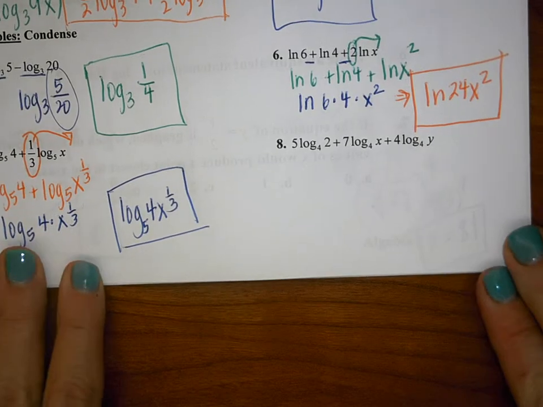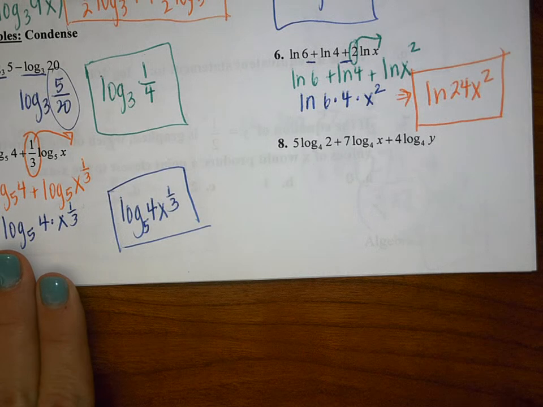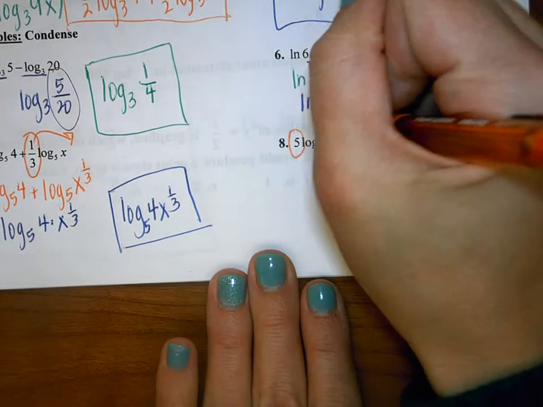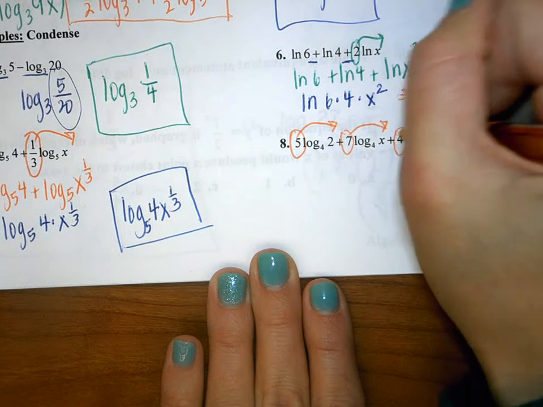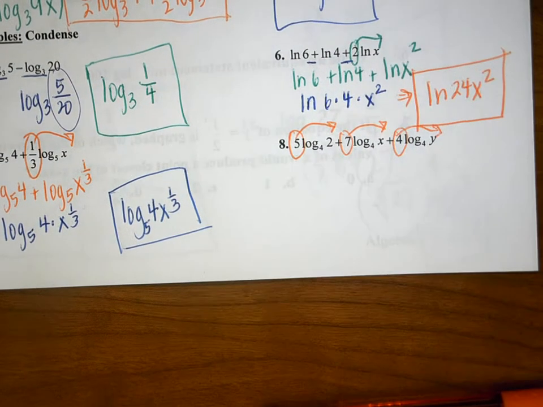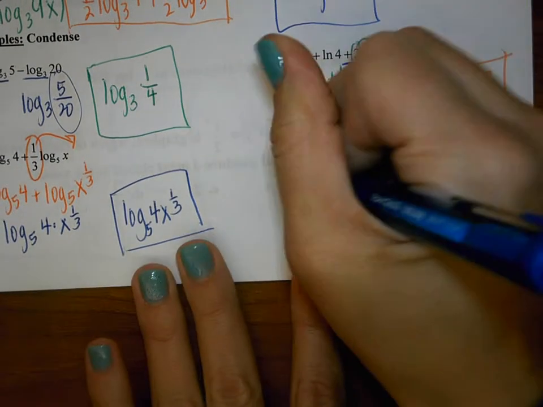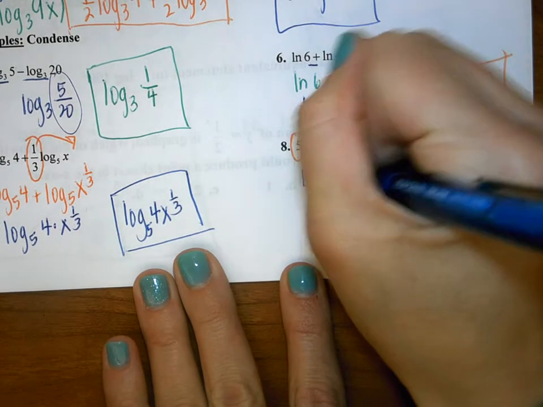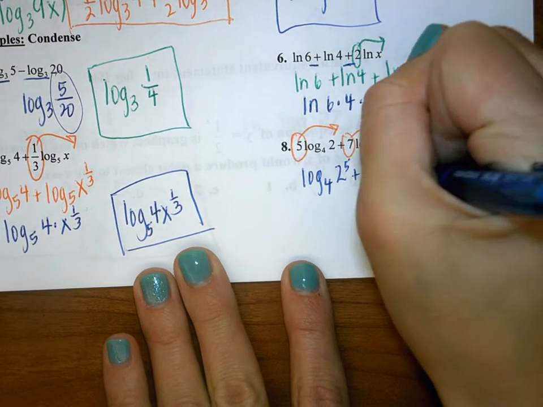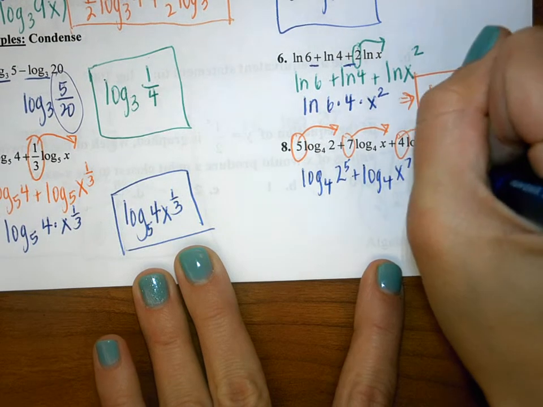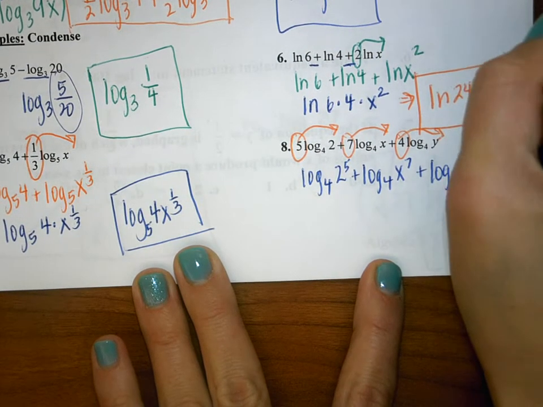Okay, example 8. Again, we have to always take care of these exponents first. So I'm going to bring that 5 up here. This 7 goes up here. This 4 goes up there to the y to the 4th. So we end up with log base 4 of 2 to the 5th plus log base 4 of x to the 7th plus log base 4 of y to the 4th power.